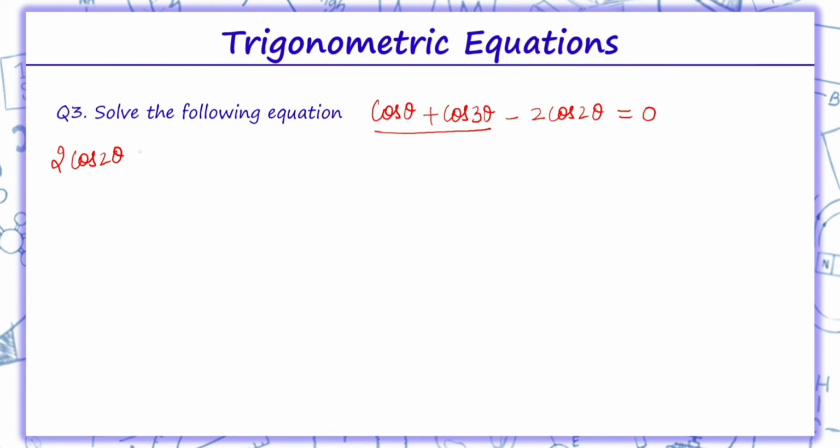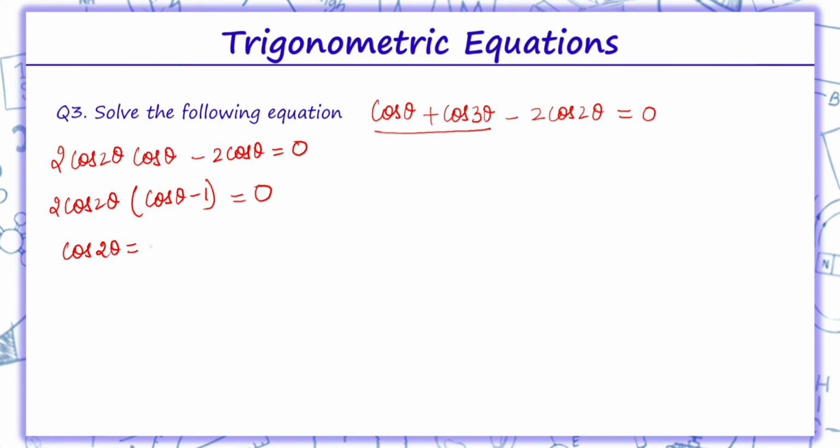Then we will get (x minus y) by 2, so it will be cos theta, minus 2 cos 2 theta equals 0. Now we will take 2 cos 2 theta common. So here we will get cos theta minus 1 equals 0. Thus over here we will get cos 2 theta is 0, or cos theta minus 1 is 0, which is cos theta equals 1.